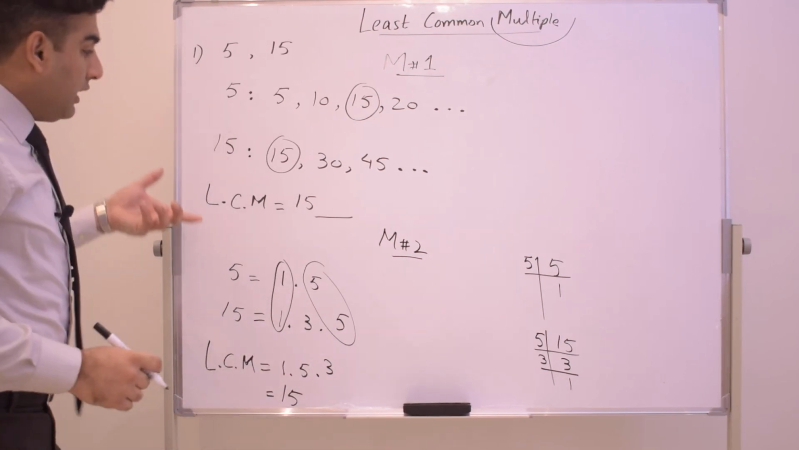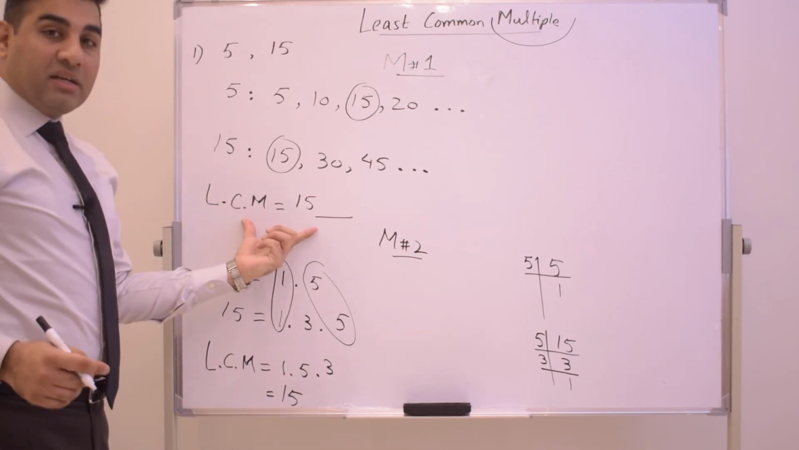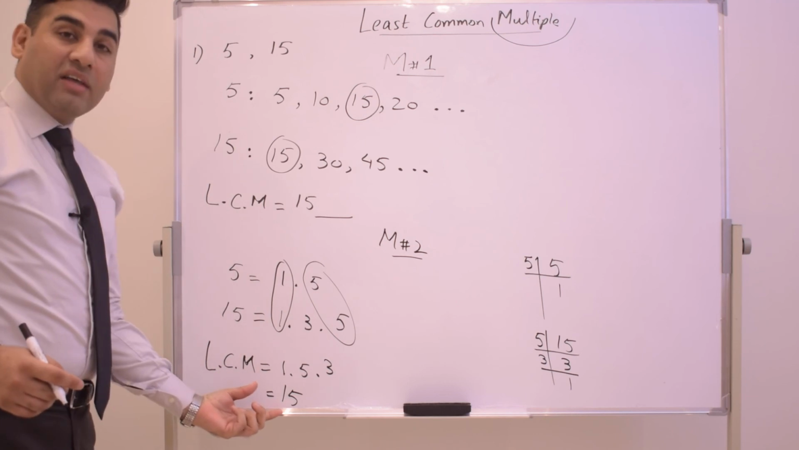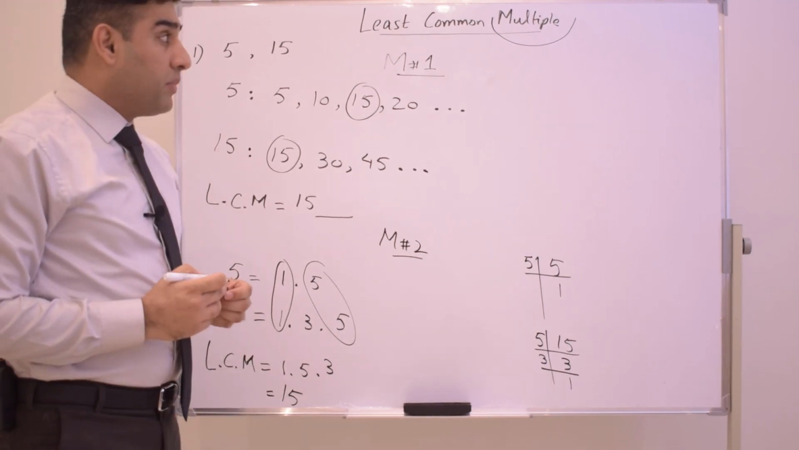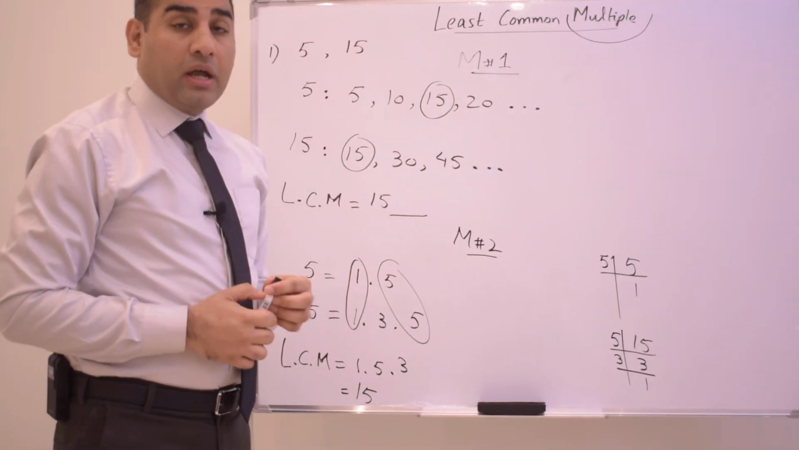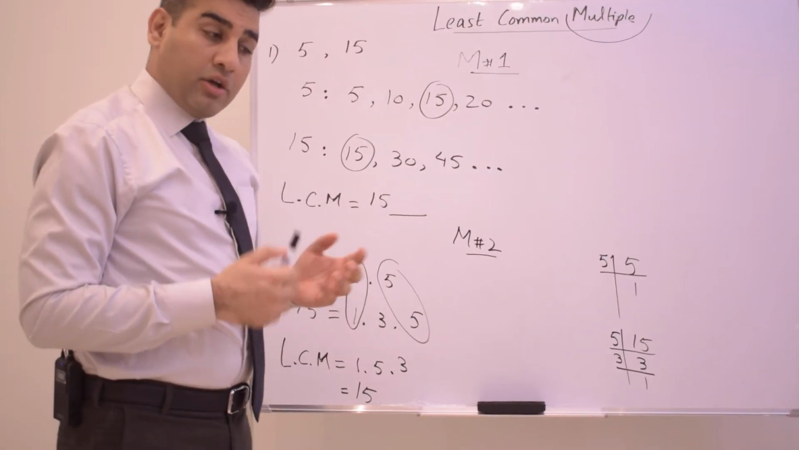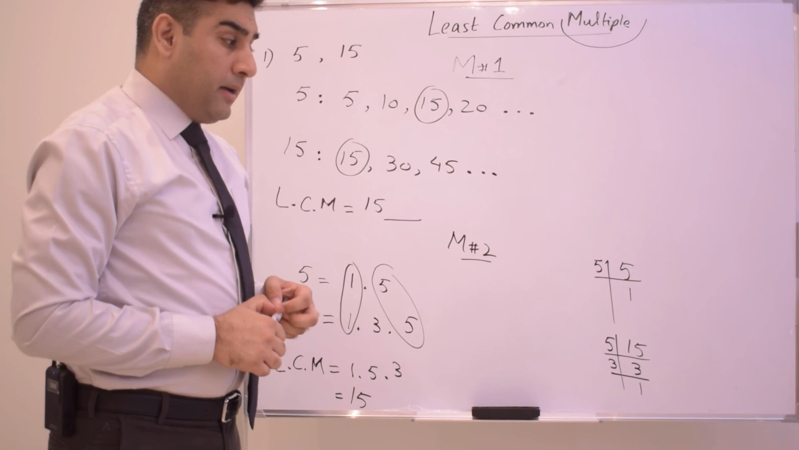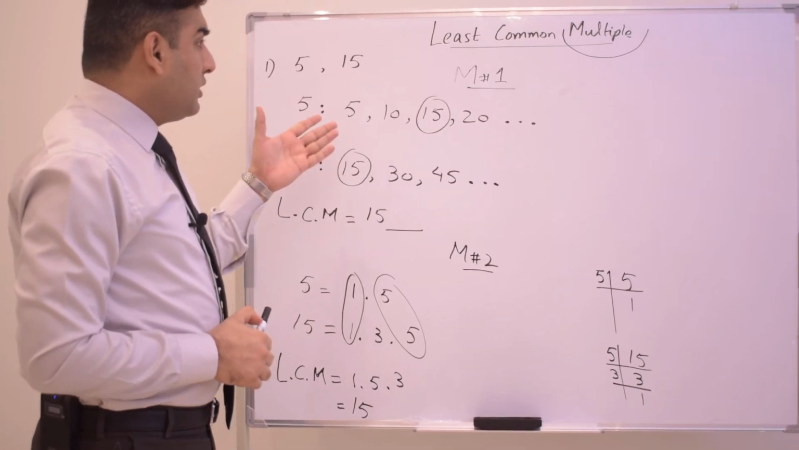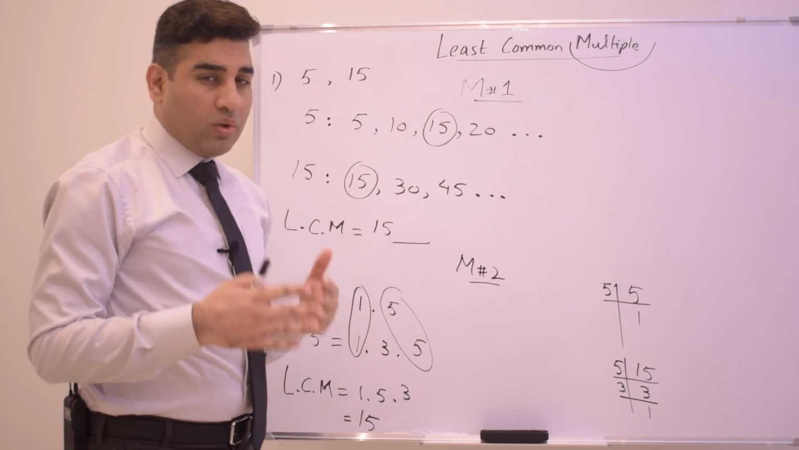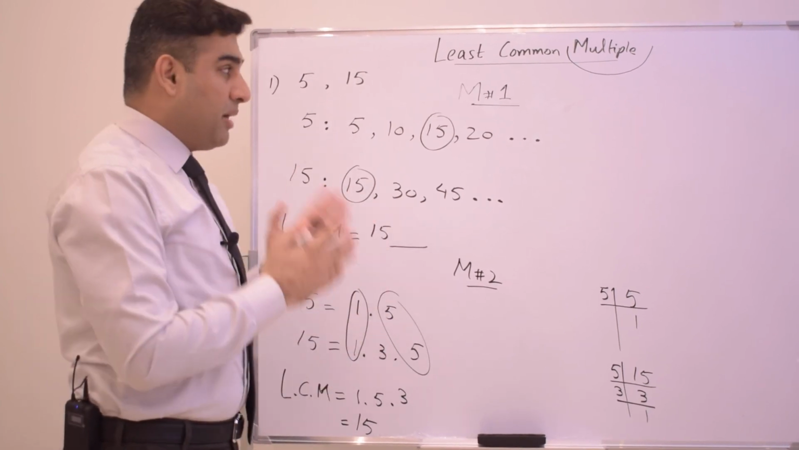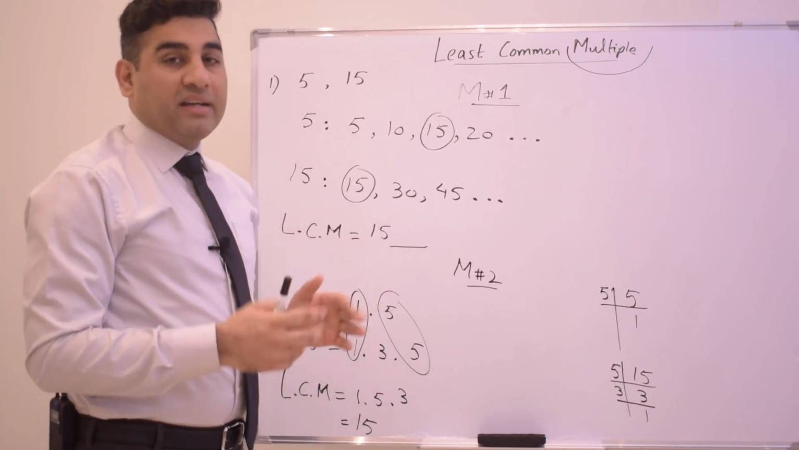So guys, you can see with method number 1 I have the LCM 15. With method number 2 also I have the LCM 15. And this is all about LCM. If you have any question, you can ask me in the comment box. You can put your comments also over there. Guys, with these methods I just used 2 numbers, but you can use 3 numbers, 4, whatever numbers are given to you. The same methods you can apply to find the LCM.